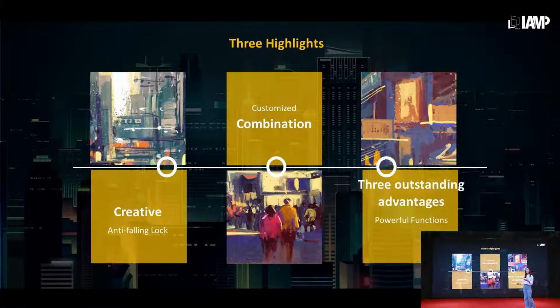So it shows the three highlights, the selling points for this product. The first is a very creative anti-foreign lock, an innovation of this product. The second is customized combinations for different sizes of outdoor lattice plate when your client requests a different size of screen. The third is the three outstanding advantages, powerful functions, as we can see in the next part.